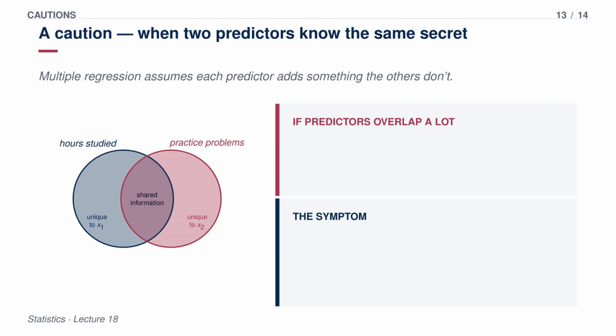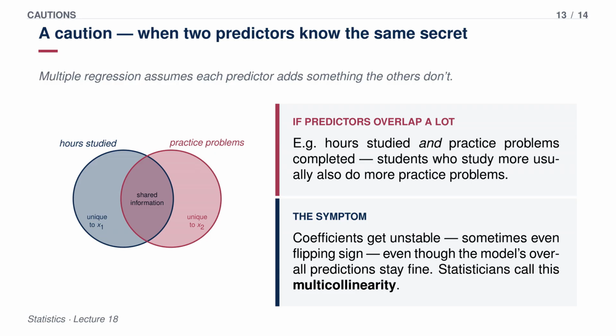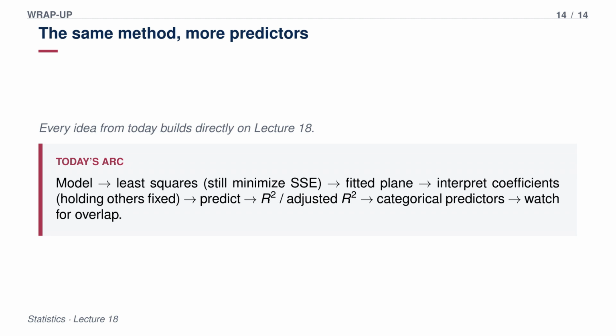One more thing worth watching for. Multiple regression quietly assumes each predictor is telling you something the others aren't. Picture two overlapping circles, hours studied and practice problems completed. Students who study more usually also do more practice problems. The two predictors overlap heavily, telling you a lot of the same story. When predictors share that much information, the model can't cleanly untangle which one is actually doing the predicting. Coefficients get shaky. Sometimes one even flips sign, even though the model's overall predictions stay perfectly fine. Statisticians call this multicollinearity.